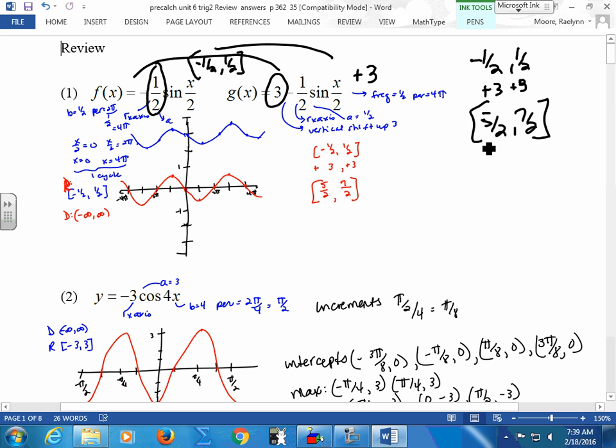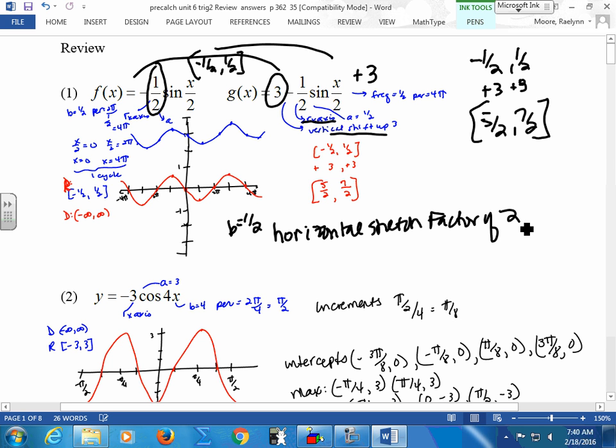Make sure you're able to tell me by using your transformations. I have a reflection in the x-axis, I have a vertical shift up 3, and my frequency is 1/2. What transformation is that? Horizontal stretch. It's a horizontal stretch by what? By a factor of 2. Good. Because what happened to the period? It doubled. The period went from 2 pi to 4 pi. That's where your factor comes in.